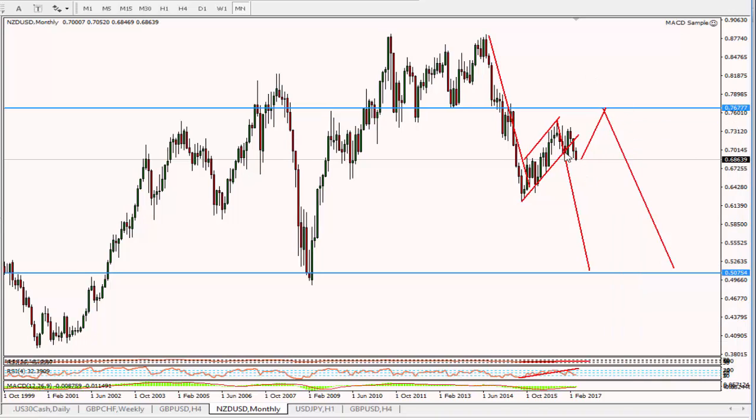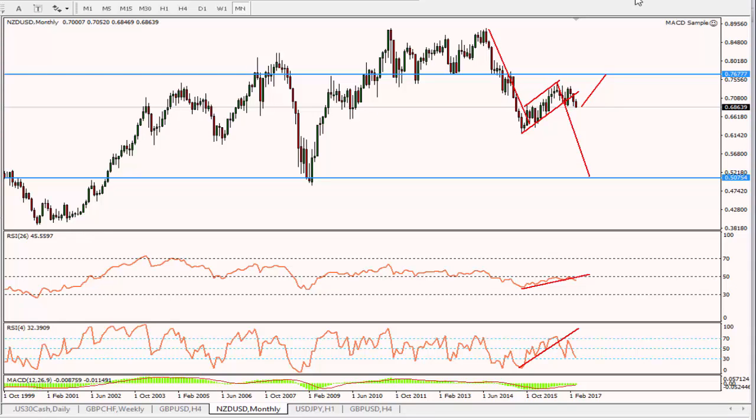But as it stands right now, I am expecting a continuation move from here. After maybe a little minor pullback on the small time frame, I would expect a continuation move down to this zone. I'm not saying that we're going to have one big bar that takes us down here. It might take a couple months to reach down in this zone here. So this is what I'm looking at on the monthly chart.